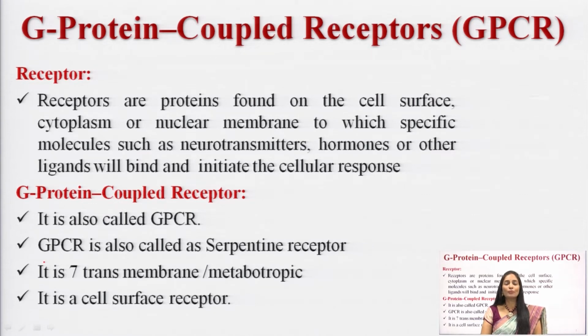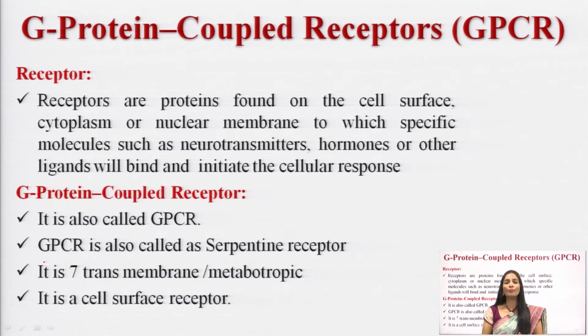Now we will discuss the GPCR in short, which you can call a G protein coupled receptor. You can call it a serpentine receptor, a GPCR, or a 7 transmembrane metabotropic receptor, 7 transmembrane helical, because it has 7 transmembrane helices in its structure. So it is called a 7 transmembrane receptor. You can call it a metabotropic receptor. Ionotropic is different from metabotropic. Sometimes the GPCR is called a metabotropic receptor.